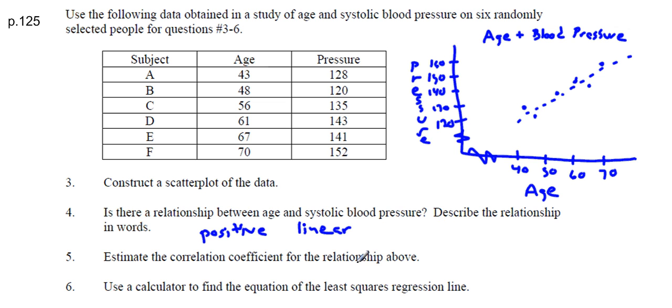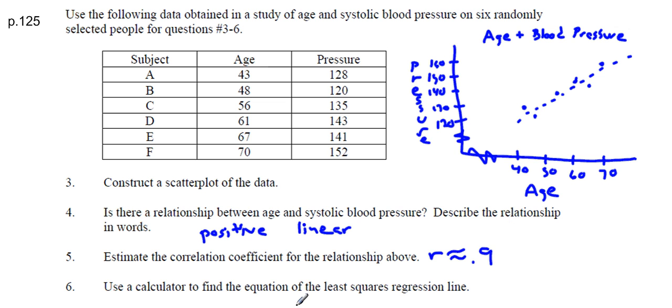Okay, let's look at number 5. Estimate the correlation coefficient for the relationship above. If these points made a perfect straight line, our correlation coefficient, which we signify with the variable r, would be equal to 1. In this case it's not a perfect straight line, but it's not too far off. So I'd say r is about 0.9 or so. These points are pretty close to determining a straight line.